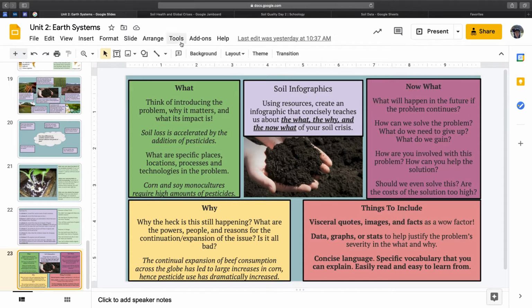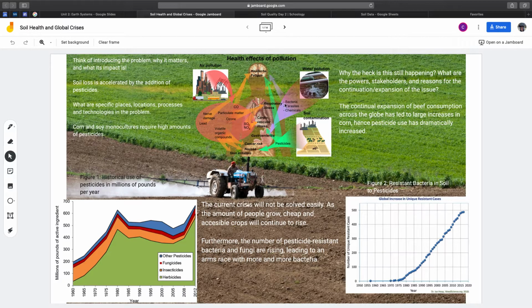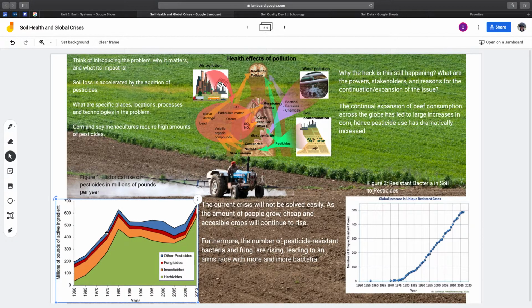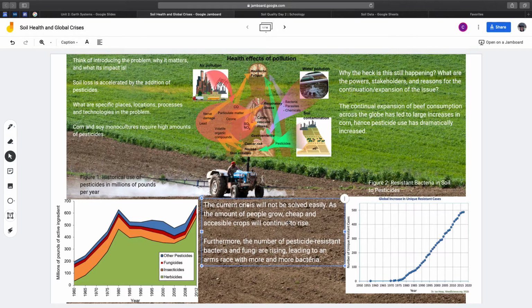So when you look in the Jamboard that I have, here's my example. Three really good images showing historical data of pesticide use and pesticide-resistant bacteria, and also the health impacts of using pesticides in the environment. I think that this is an okay infographic. I like the images. I like the figure captions. I think this is the right size and color of text, so it is easy to read.